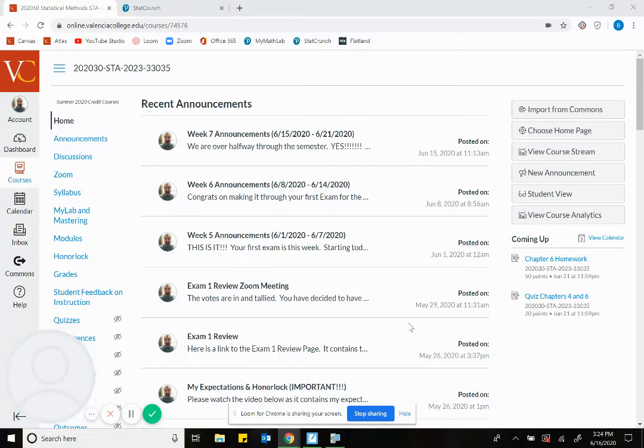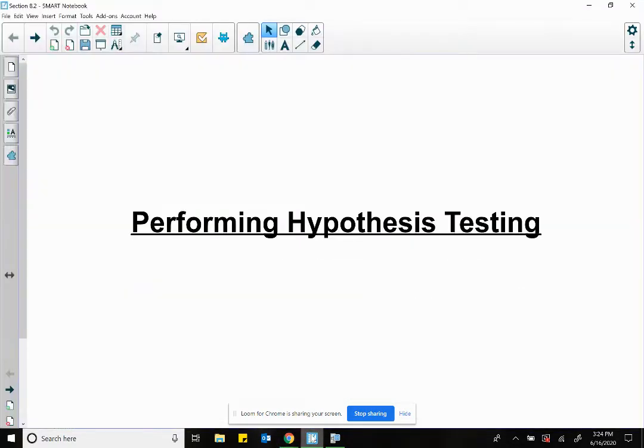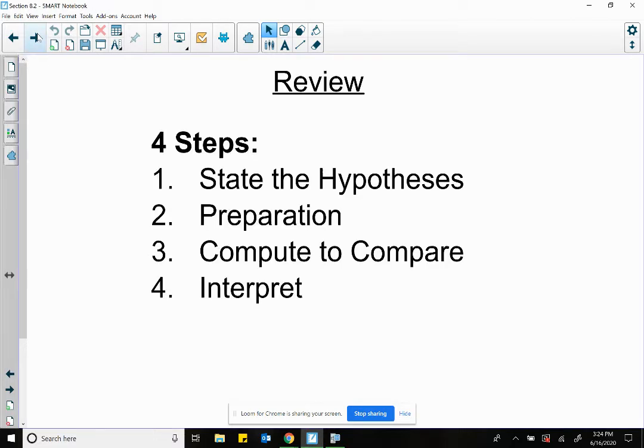All right, in 8.1 we talked about the basics behind hypothesis testing. Now in 8.2, we're going to put that information to work. I've got a couple other little things to give you a heads up on, but really 8.2 is about performing hypothesis testing. Just a quick review: remember those 4 steps. Step 1, state the hypothesis. Step 2, preparation. Step 3, compute and compare. And step 4 is to interpret.